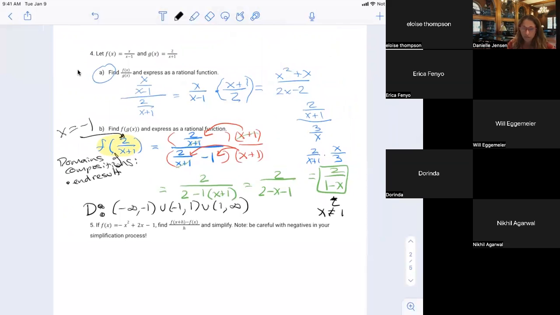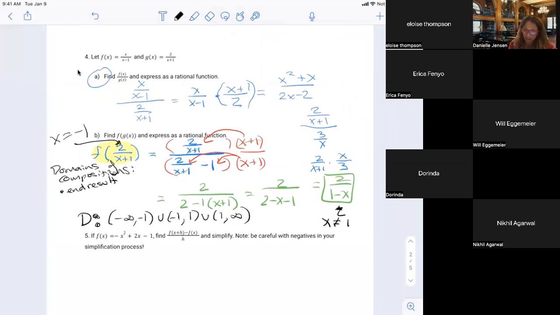So let's see why. Dorinda, that was you who asked, right? Yeah, I was just wondering, with problems like these, if you want to find the domain of f of g of x, do you have to consider the denominator of g of x, the input, and then the final simplified version of the equation? Yes, so you have to consider the inner function domain. You're absolutely right. The inner function domain as well as the end result. And I want to show you why.